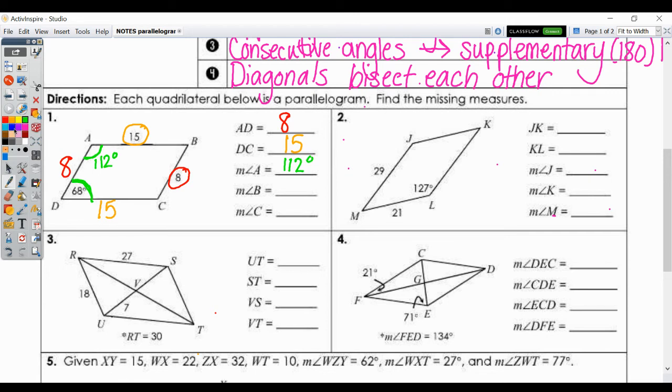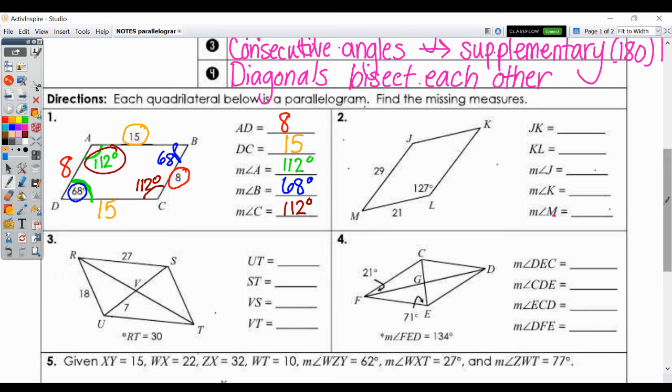Okay, then it asks for angle B. That's easy because opposite angles are congruent. So if this angle is 68, that means that this angle is going to be 68. Okay, and then the last one is angle C. If I look at its opposite angle, it tells me it's 112. So angle C will also be 112 degrees. Okay, so pretty good, huh?